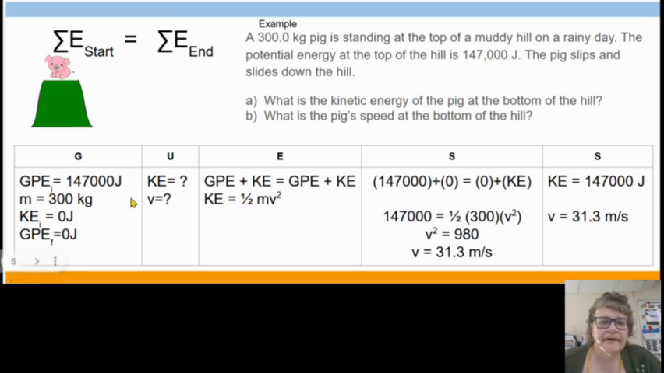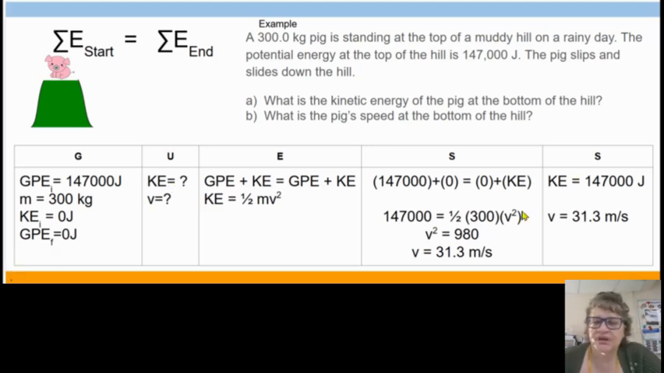Okay. They give us the gravitational potential energy at the beginning, so that's 147,000. They also tell us that the kinetic energy at the beginning is 0. We know that the gravitational potential energy at the end is 0, and then we're looking for kinetic energy. If we do the math, we get that the kinetic energy is equal to 147,000 joules. Okay, so we've got the first part.